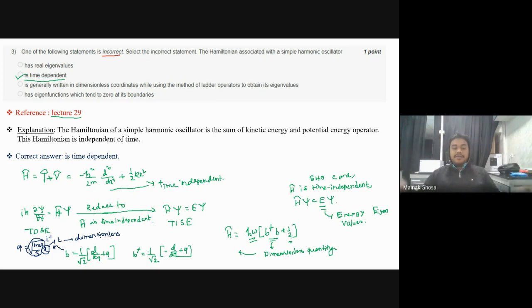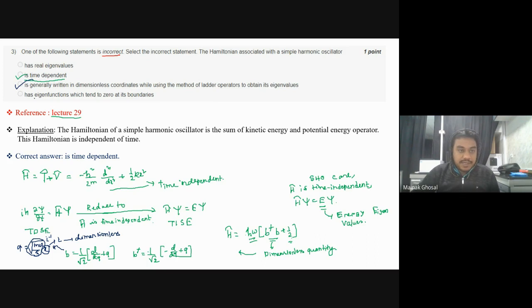Suppose I am adding two things which are completely dimensionless. So the added product which I will get will also be dimensionless. So your ladder operator will be dimensionless. Okay. So your correction, what is written here, is correct, written in dimensionless coordinates. Okay.